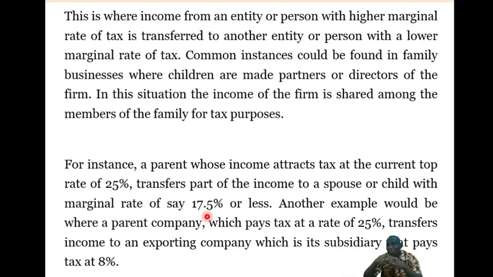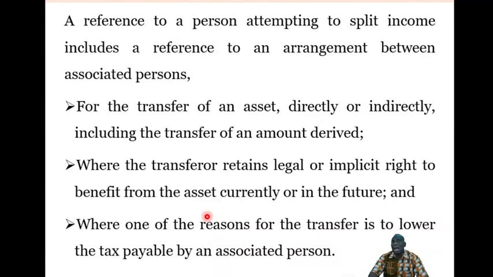Now another example can be for a company where a parent company which pays tax at 25% transfers income to an exporting company which is its subsidiary that pays tax at what? 8%. See, so once they are splitting the income among themselves like that, the overall effect is that they will pay a lesser tax. So this is the tax avoidance practice and the income splitting. Okay, now what is the anti-avoidance? We'll come to that.